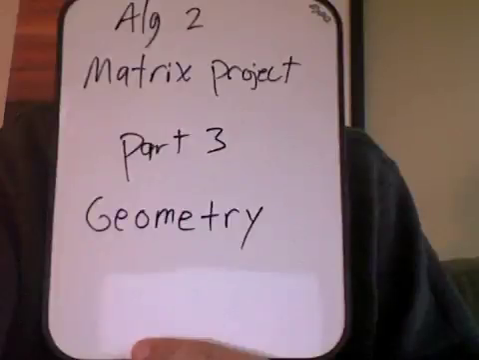Alright, in part 3, I'm going to show you how matrices can be used to create geometrical transformations. So we're going to start by drawing a simple shape and using a matrix to rotate it by 90 degrees in either direction, and eventually by any arbitrary angle that we want. There's a little bit of trigonometry in here, but it's nothing that you guys can't handle.